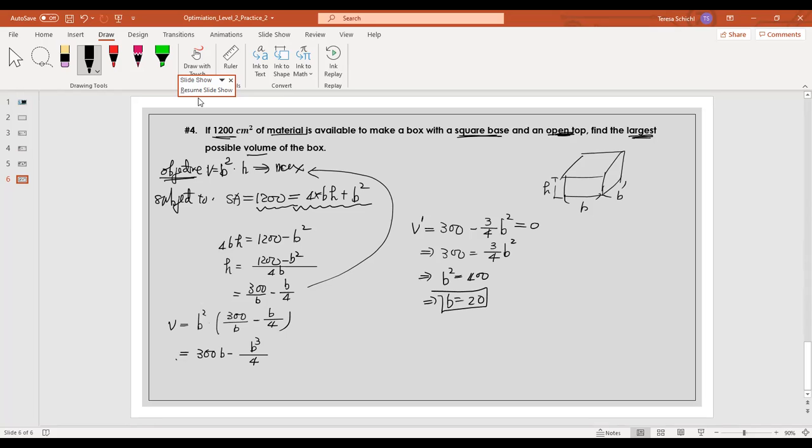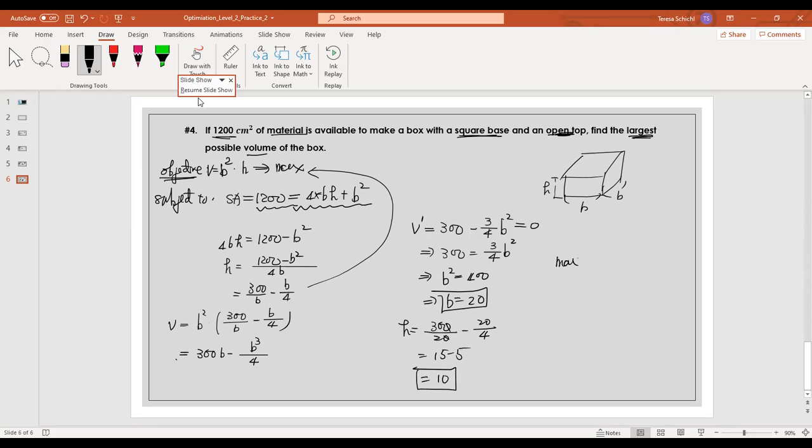So now you substitute back here. What is h equal to? h is equal to 300 over 20 minus 20 over 4 here. All right, so now I will find my h. This is 15 minus 5, right? So my h is equal to 10. So now I want to find the largest volume.